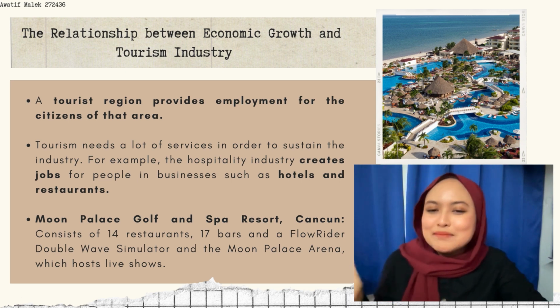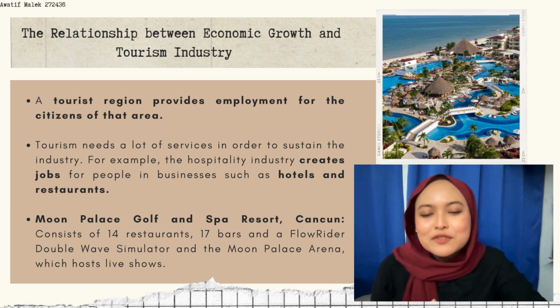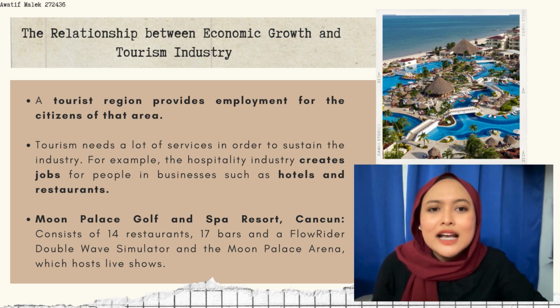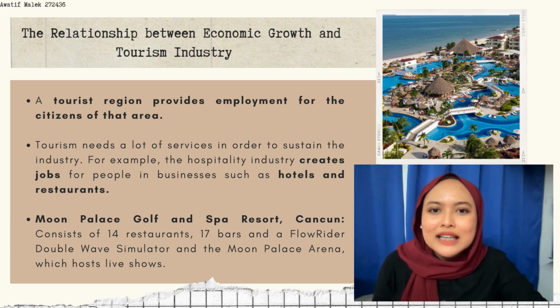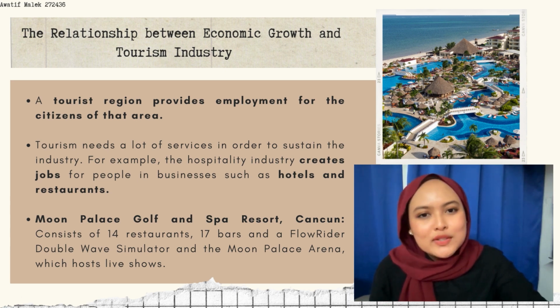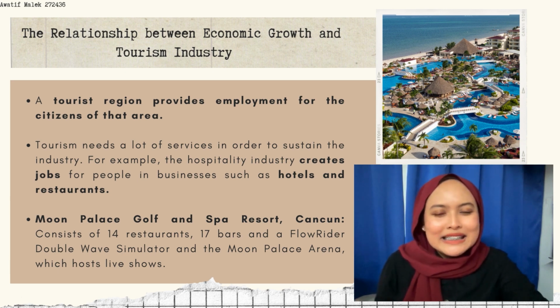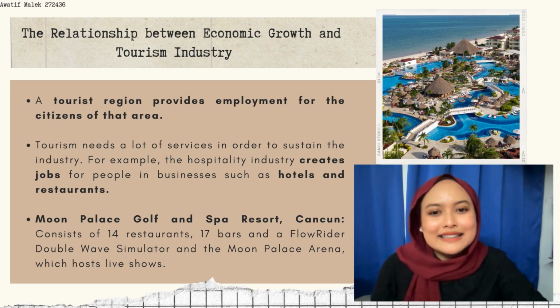For example, as can be seen in the picture, one of the famous resorts in Mexico, Moon Palace Golf and Spa Resort, situated in Cancun, this all-inclusive hotel in Mexico provides many job opportunities to its locals, as this hotel has more than 100,000 square feet of meeting and event space, as well as 14 restaurants, 17 bars, and a FlowRider double wave simulator, and the Moon Palace Arena, which hosts live shows. So, can you imagine the amount of job opportunities this resort provides for its local citizens?